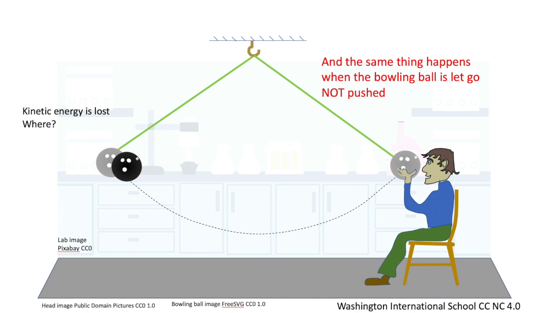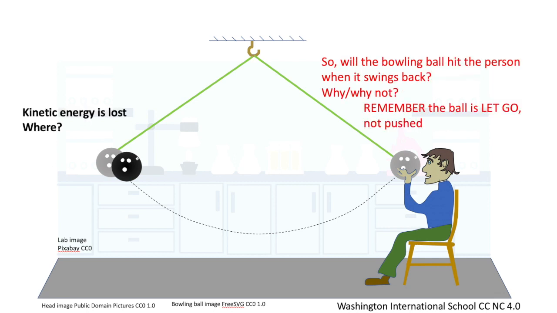So, the same thing will happen when the bowling ball is let go. Remember, you're not pushing it. The ball doesn't go quite as far as a mirror image, the furthest distance following the swing. So kinetic energy is lost, and with the bowling ball, where is that energy lost? So, will the bowling ball swing back and hit the person when it swings back? Why? Why not? Remember, the ball is let go, it isn't pushed.